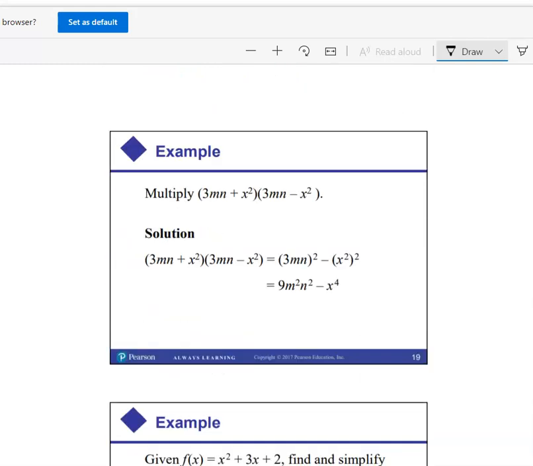So here's one that they've done. They notice that this is a plus and this is a minus, so they just used their formula and multiplied 3 times 3, got 9. M times m and n times n ended up being m squared n squared. Then they did the last two terms. Well, a plus and a minus is going to get you a minus, and x squared times x squared would be x to the 4th. You could also use FOIL on that.